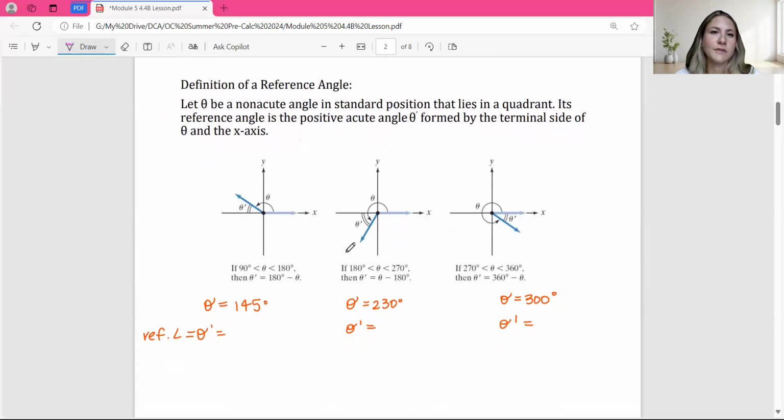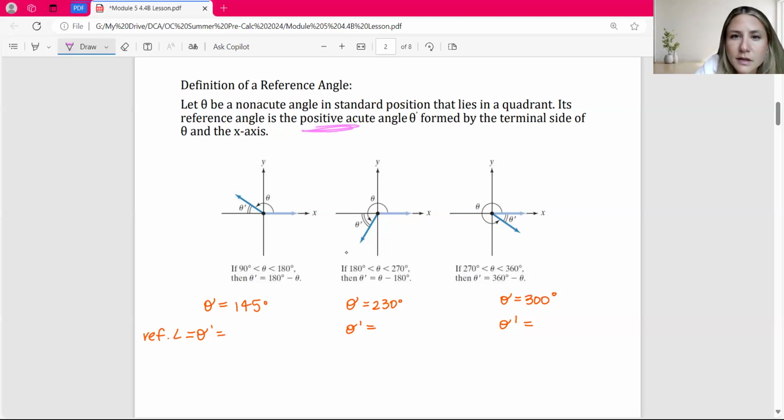Okay, so the definition of a reference angle. There's a couple words in here that are really important. It says let theta be a non-acute angle in standard position that lies in quadrant 2, 3, or 4. Its reference angle is the positive acute angle, theta prime, formed by the terminal side of theta and the x-axis. It has to be a positive acute angle.